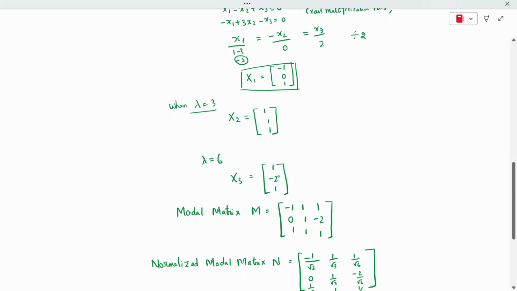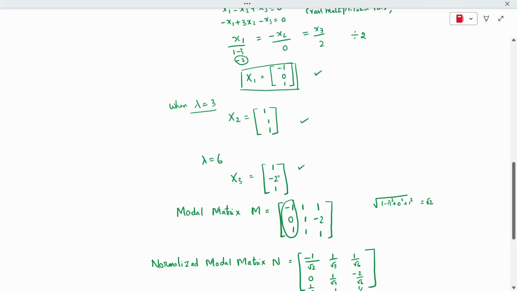Now all three vectors, the first vector, second vector and third vector, I am writing column wise, and that is called the modal matrix M. After writing the modal matrix, the normalized modal matrix N is obtained by dividing, column wise. So minus 1 divided by, in the column wise, root of minus 1 the whole squared plus 0 squared plus 1 squared, which is nothing but root 2. That is what is written here.